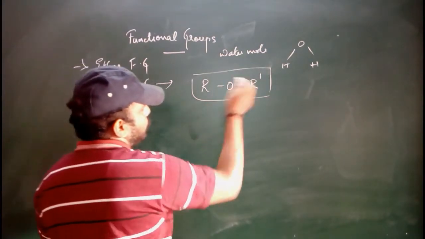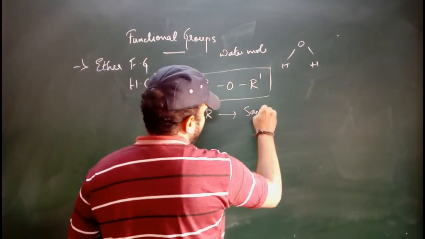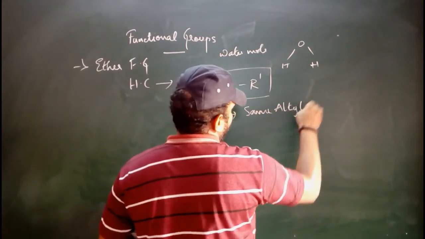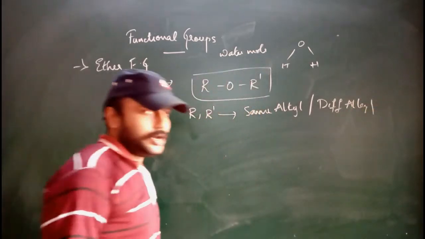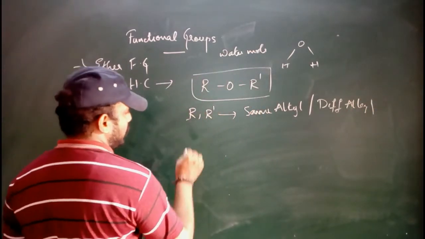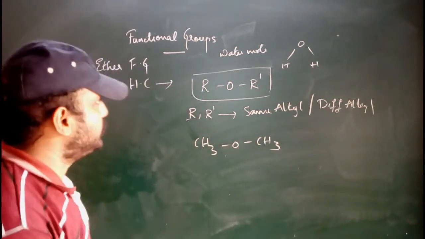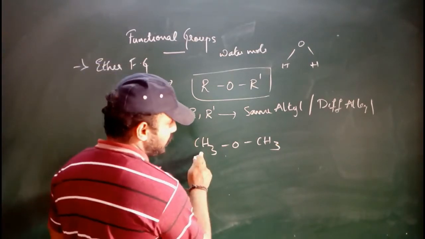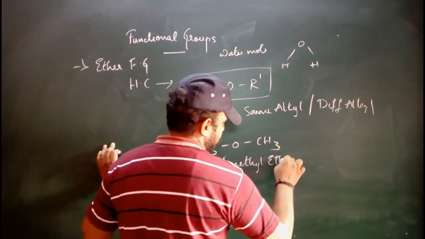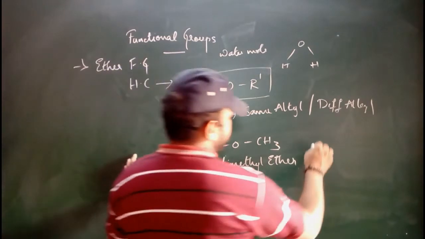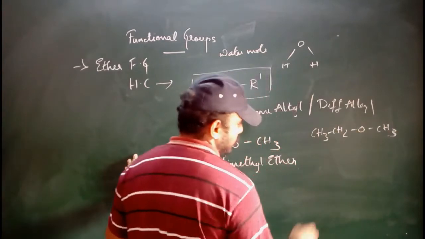So here, R and R dash can be what? The same alkyl, or it may be a different alkyl. If it is the same alkyl, like I write CH3OCH3, what is the name of this one? I will write dimethyl ether. Or if I write CH3CH2OCH3, what is this one?